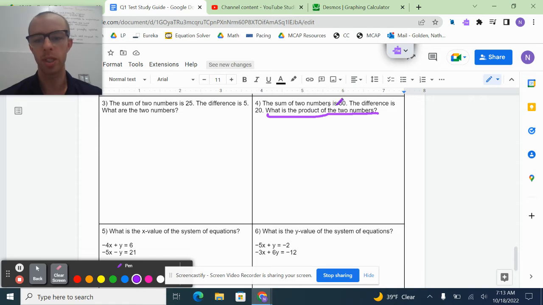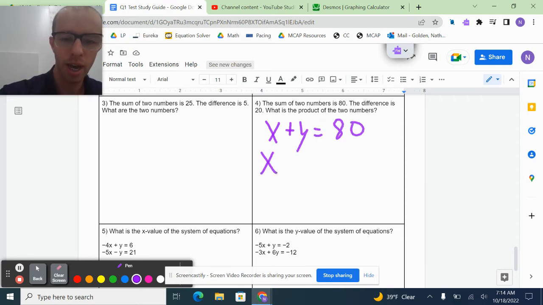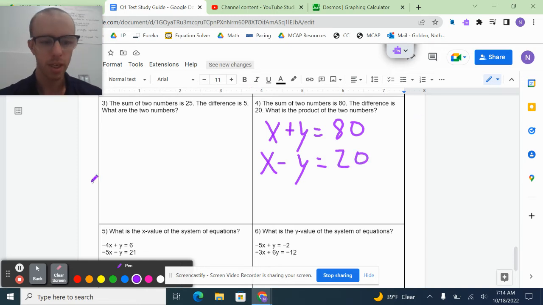The sum of two numbers is 80. The difference is 20. What is the product of the two numbers? Product means multiplication. So we need to figure out what the two numbers are and multiply them together. The sum of two numbers is 80, so I can write that as x plus y equals 80. And the difference is 20, so I can write that as x minus y equals 20. Then I'm going to plug these into Desmos.